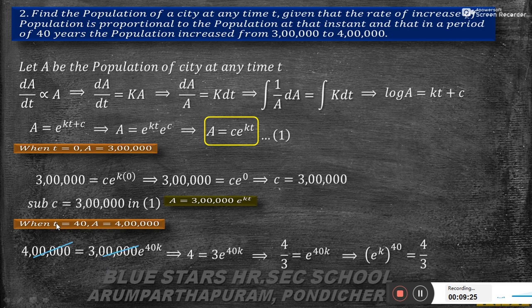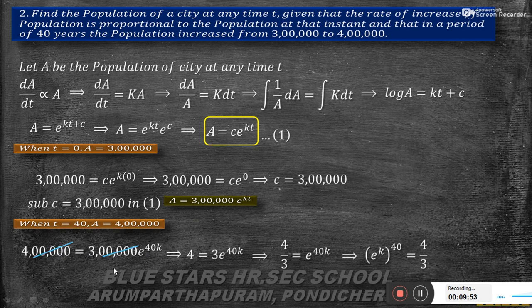So I take t equal to 40 and A equal to 4 lakh. I substitute here: A equal to C into e power kt. So 4 lakh equal to, the C value here I found is 3 lakh, into e power k into the t value, t equal to 40. So e power 40k. In the next step, the 4 lakh, the zeros cancel. Here 5 zeros, here also 5 zeros.